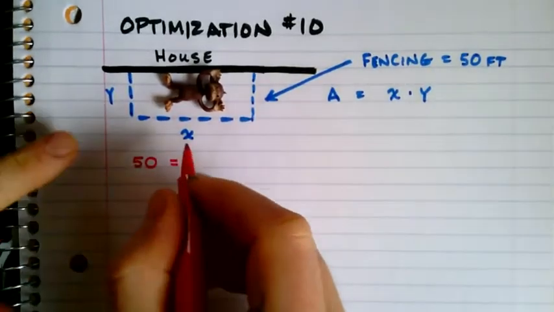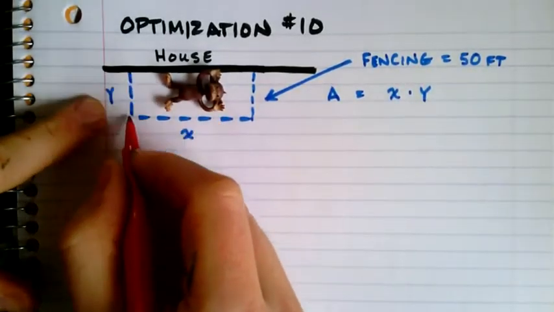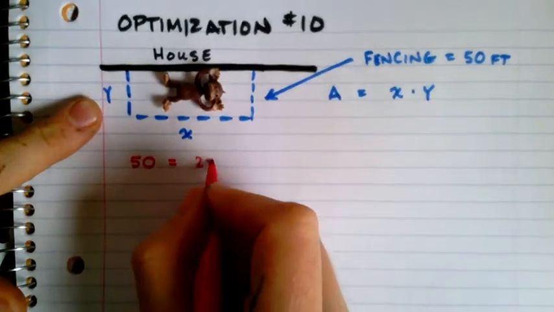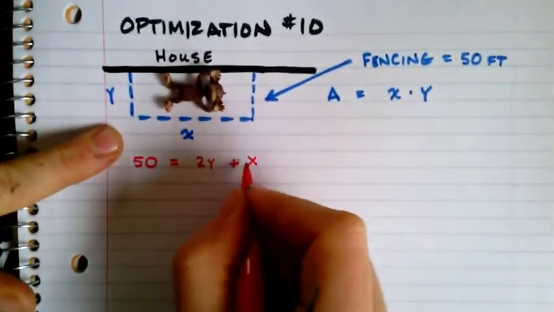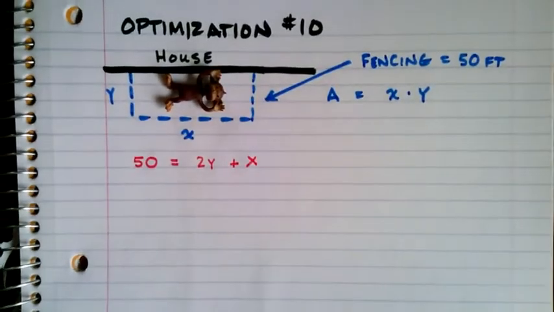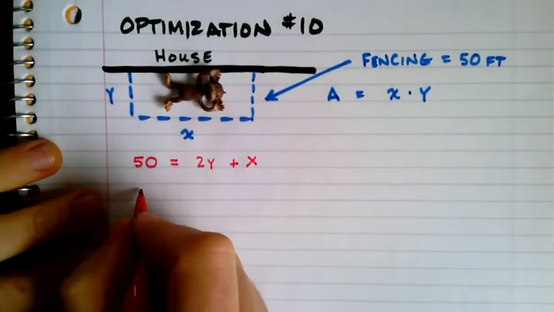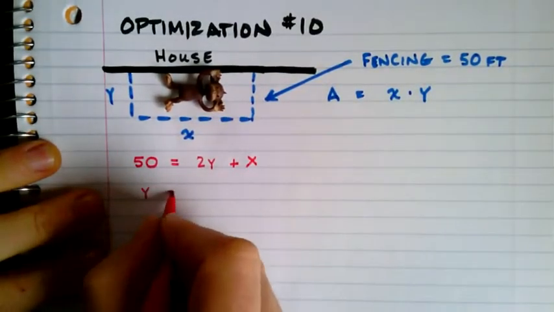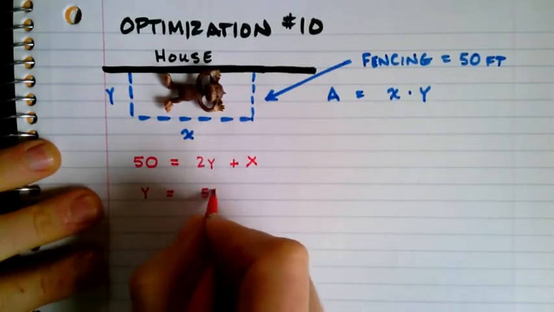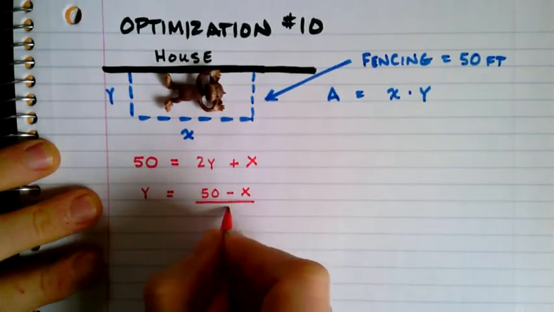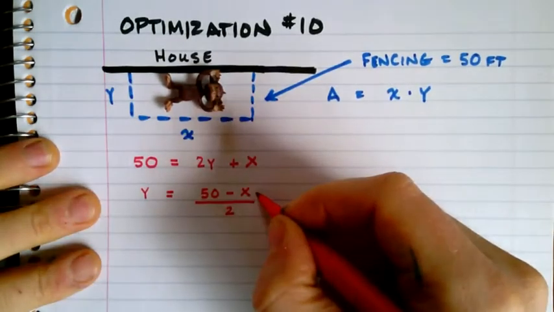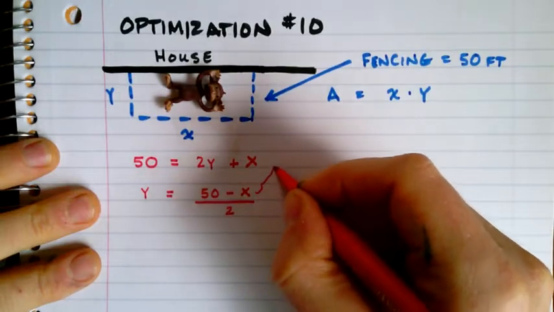And so if you take the 2 y sides here and here, and you add to them the x side, you have to get 50. Therefore, y would be equal to 50 minus x divided by 2. And I'm going to grab that, and I am going to plug it in up here for y.